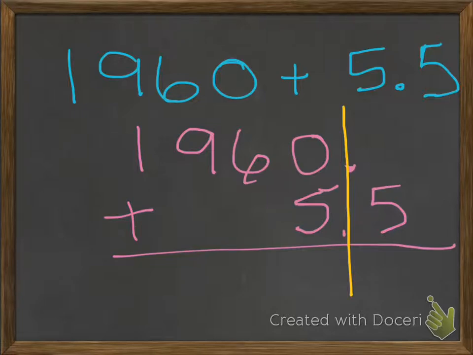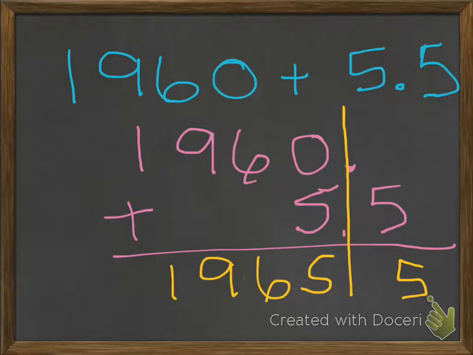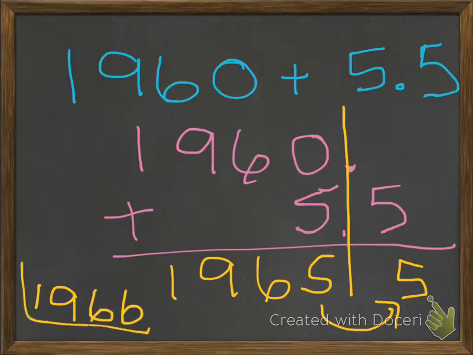And so our answer, I guess we can go ahead and add it up. We have 1,965.5, and our answer is only going to be rounded off to the nearest ones place. However, because there's a 5 after it, we would need to round up, and so our final answer would be 1,966.